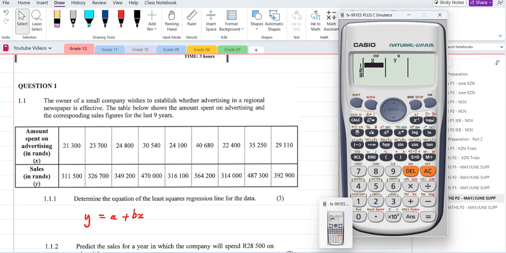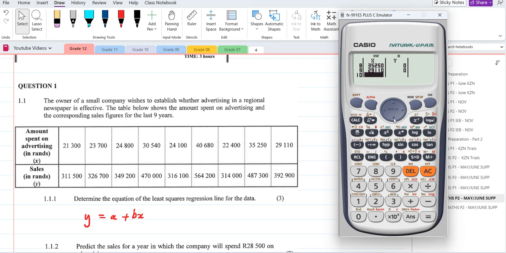So I'm going to enter all the X values: 21,300, then 23,700, 24,800, 35,40, 24,100, 40,680, 22,400, 35,250, 29,110. I hope I've entered everything correctly.